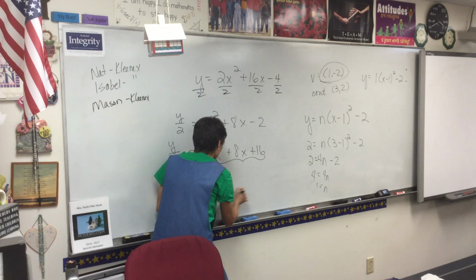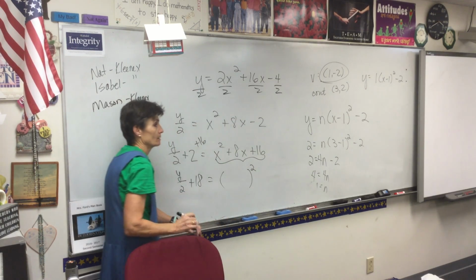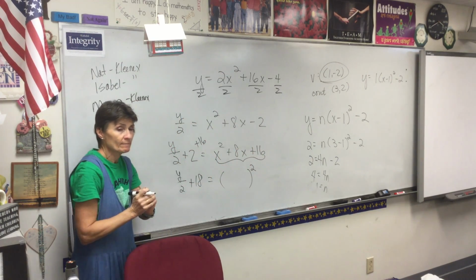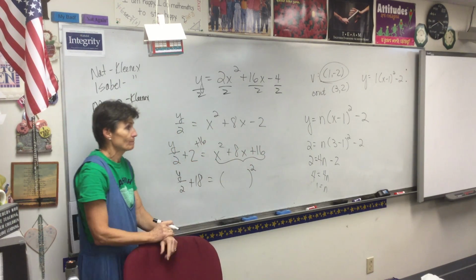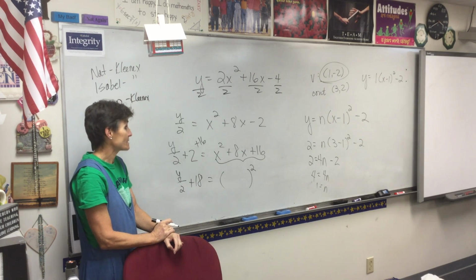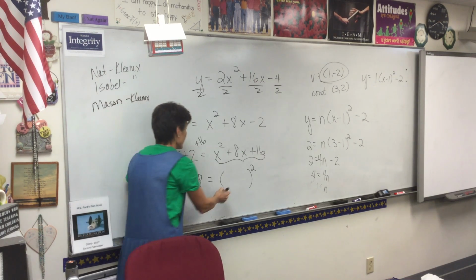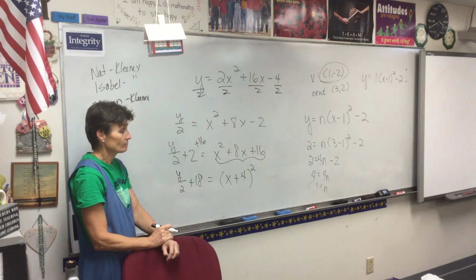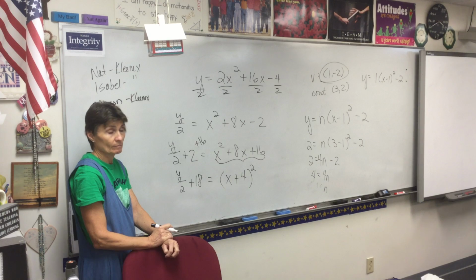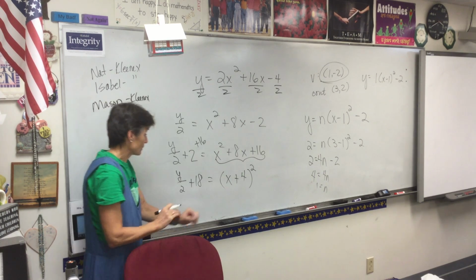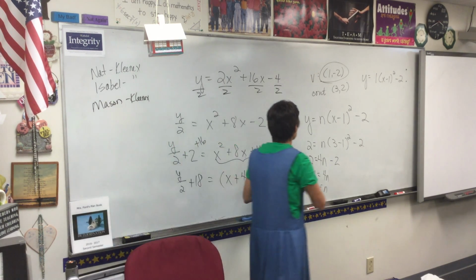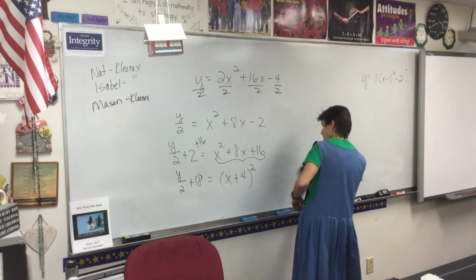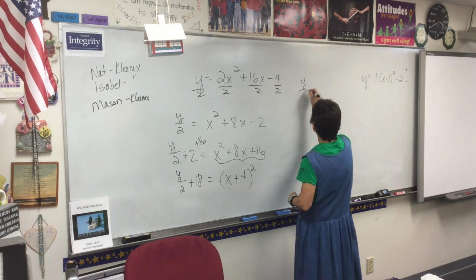This factors. It's a little trinomial like you've been factoring all morning. How does that one factor? x plus 4 times x plus 4. So we'll write that x plus 4 squared. Now we're not quite done, but we're almost done. What do we need to do now? Subtract the 18.